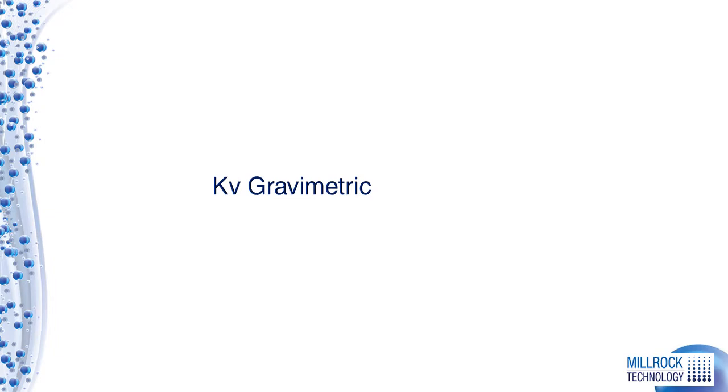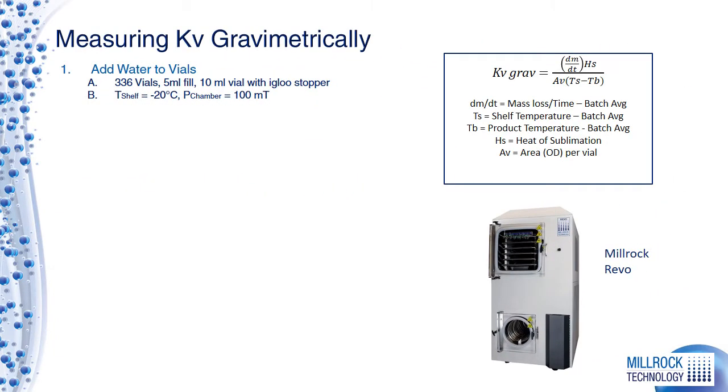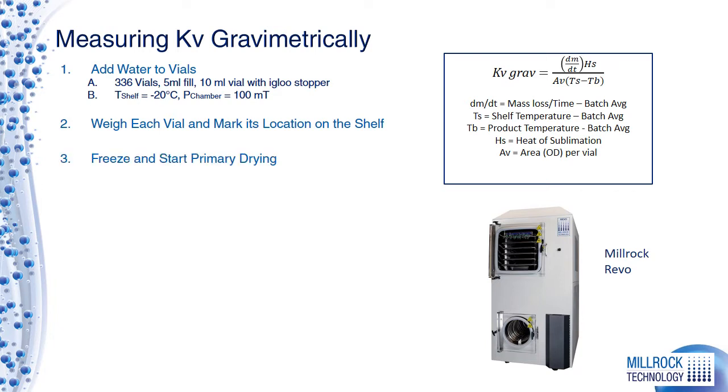So let's start off with Kv Gravimetric. To measure Kv gravimetrically, we're going to add water, in this case 5 mL of water, to a 10 mL vial, and put an igloo stopper on it. There are going to be 336 vials on a single shelf. We're going to run our shelf at minus 20 degrees C with a chamber pressure of 100 millitorr. We'll weigh each vial and mark its location on the shelf.